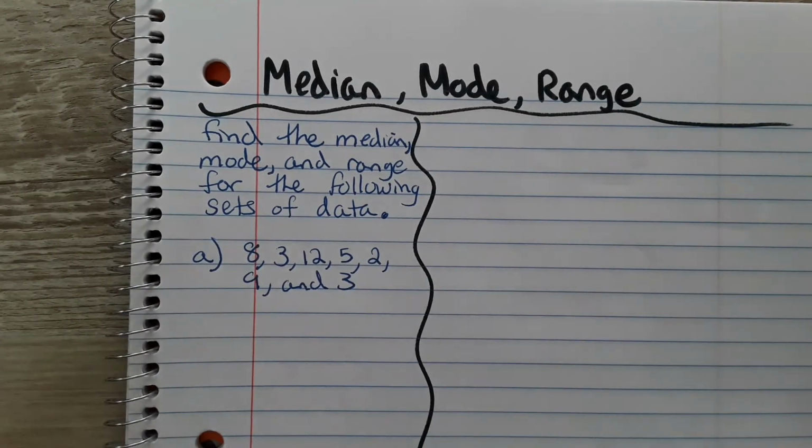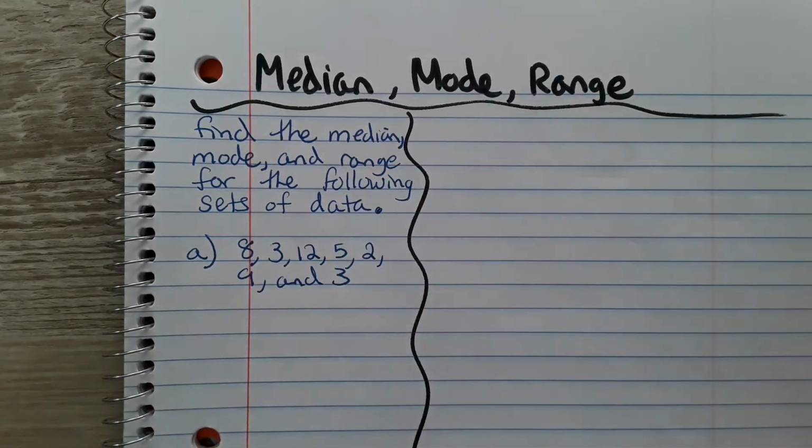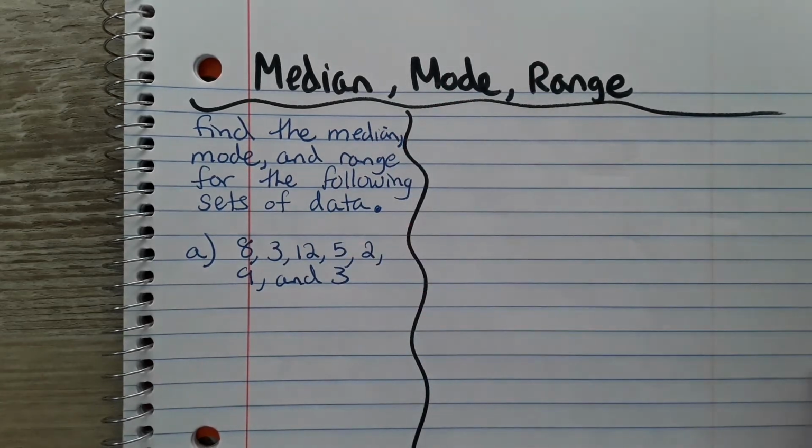All right, we're going to do 3 practice problems. I highly suggest that you write it down, pause the video, solve it yourself, and then check to see if you got it right. All right, to our first one. We're going to find the mean, median, correction, not the mean. We're going to find the median, mode, and the range for the following sets of data.